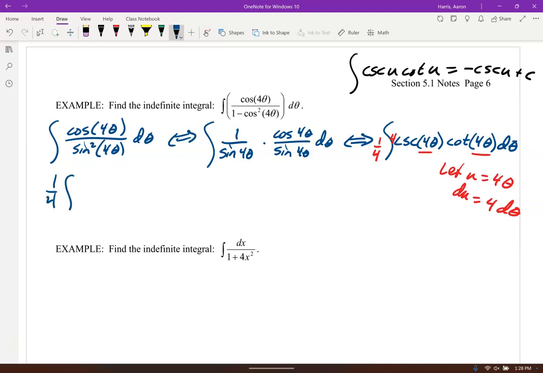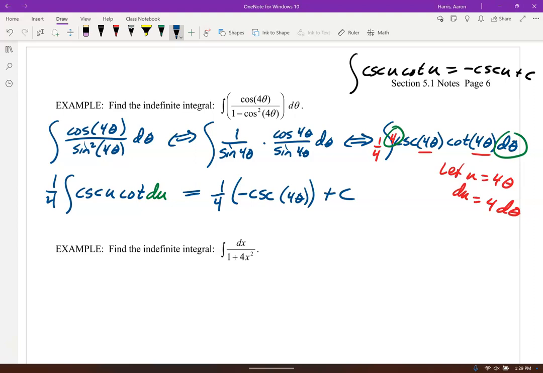So I have 1/4 the integral of the cosecant of u cotangent of u du, because du is 4 d theta, right? And so this ends up equaling 1/4 times the integral of the cosecant cotangent, which is negative cosecant of u. Well, our u is 4 theta. So this finally just ends up being negative 1/4 cosecant of that 4 theta plus a constant.